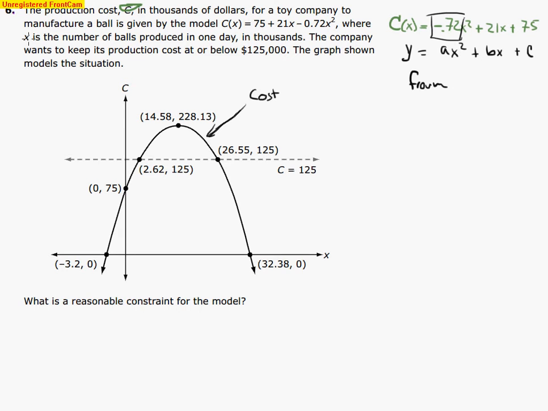Now, if X is the number of balls produced in one day, X is down here. This is equal to the number of balls. Okay, so I can produce anywhere between 0 and apparently 32.38 thousand balls. These are my constraints.